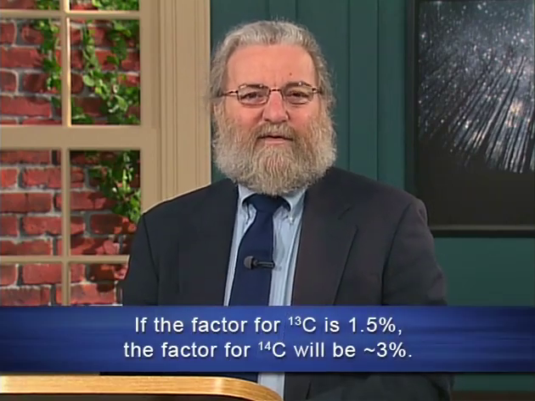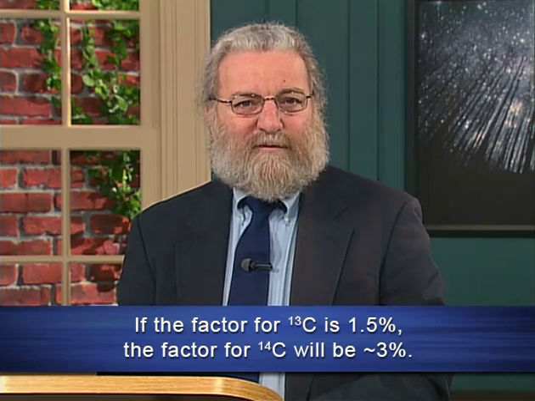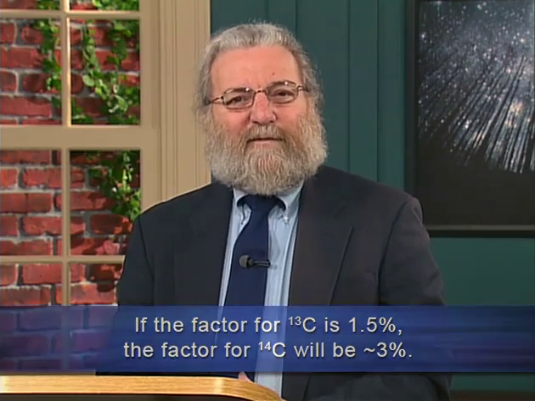There's an aside here that's important. As you might imagine, the fractionation factor for carbon-14, which is even heavier than carbon-13, is even more severe. In fact, it's roughly twice as great. So if the fractionation factor for carbon-13 is something like 1.5%, the factor for carbon-14 will be 3%. When we're using carbon-14 for dating, we have to take this into account, because as you will recall, it's the ratio of carbon-14, the radioactive isotope which is decaying away over time, to the stable isotope carbon-12 that tells us how old a substance is.